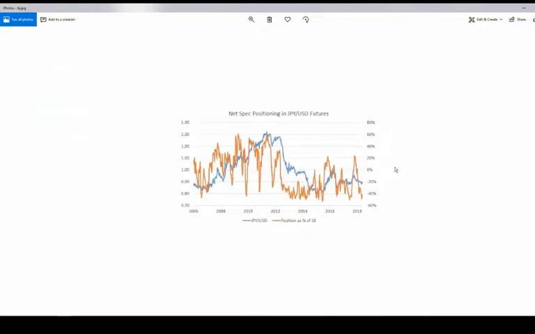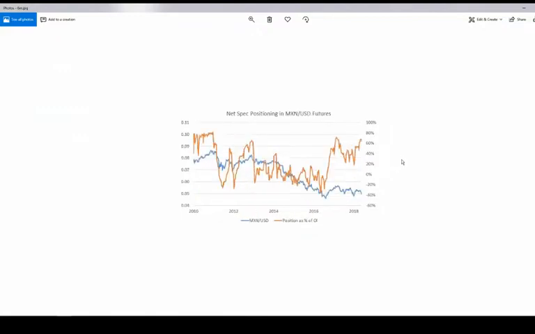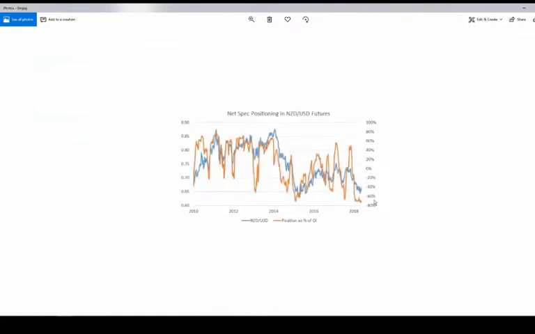We got yen, pretty crowded on the short side. Peso, which is a pretty illiquid contract, so I wouldn't read into it too much, but I thought it was interesting that specs were so net long peso relative to EM being under pressure. We got Kiwi dollar, which is the one that stands out the most, 100%.